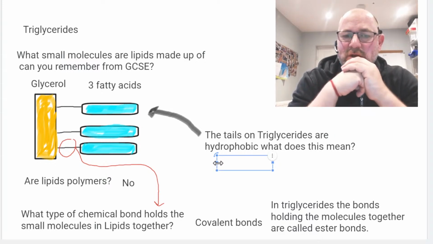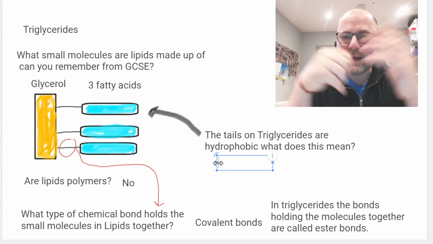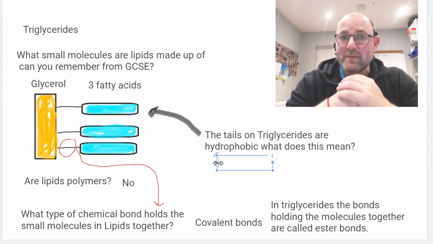And the tails on the triglyceride, those 3 blue tails, I've colored blue there, they're not really blue, but they are actually hydrophobic. They're like, get away from me when they come near water.